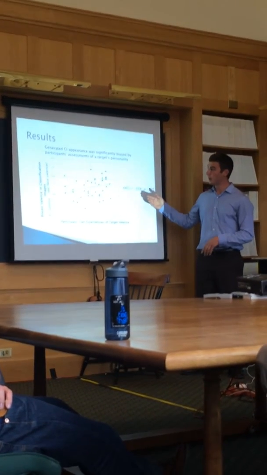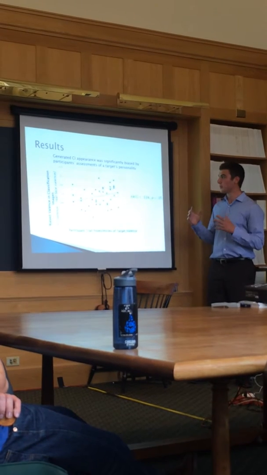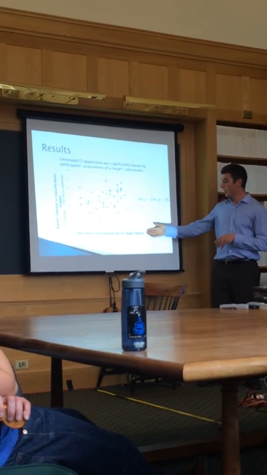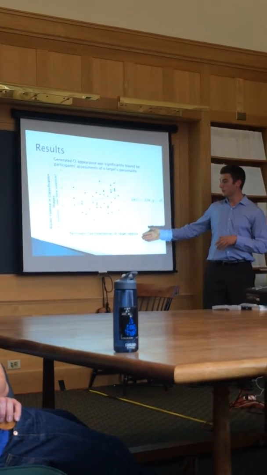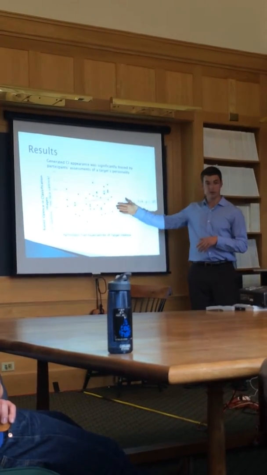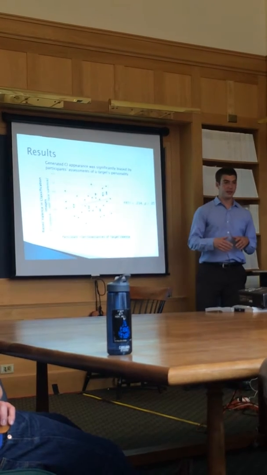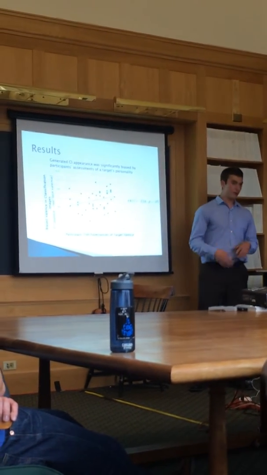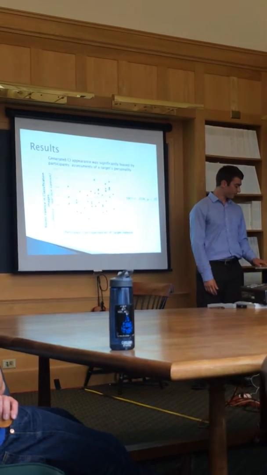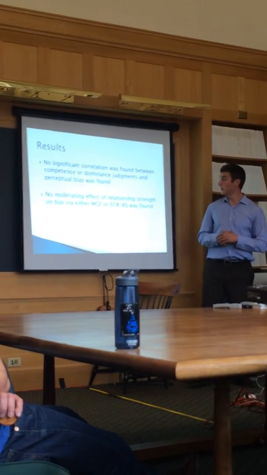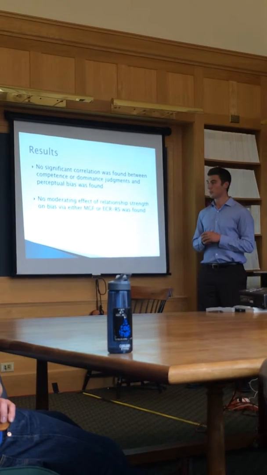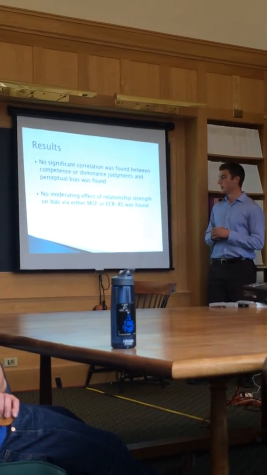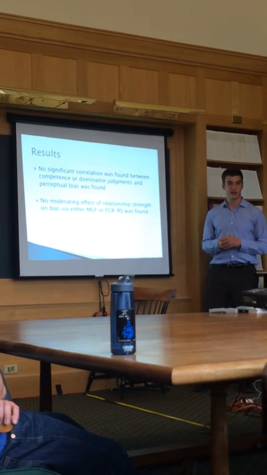I did find that generated classification images, so mental representation, were significantly biased by participants' assessments of the target's personality. So participant trait expectancies of the target valence were significantly related. They did significantly correlate with the valence bias judged in these classification images from the difference score I just showed you. I didn't find a significant correlation between competence or dominance judgments, and I'm going to talk a little bit about why I think that is later. And I also found no moderating effect of relationship imbalance by either of the scales I used as well.